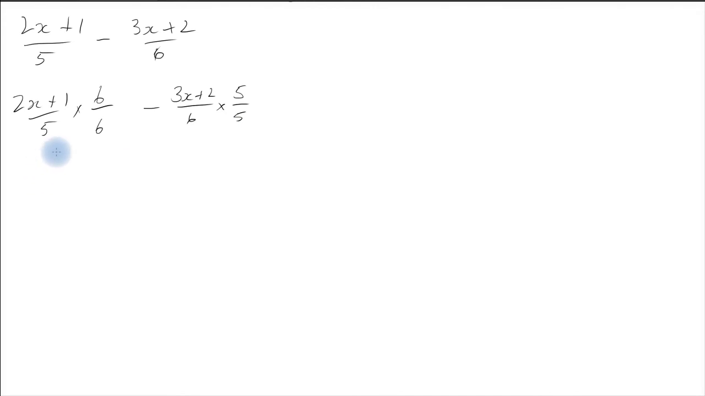So now on this side, we have 2x plus 1 all times by 6. So that gives 12x plus 6 on the top and 30 down the bottom. Now this one, take away. Similar thing, 5 times everything here, so 5 times both bits will give us 15x plus 10 on 30.